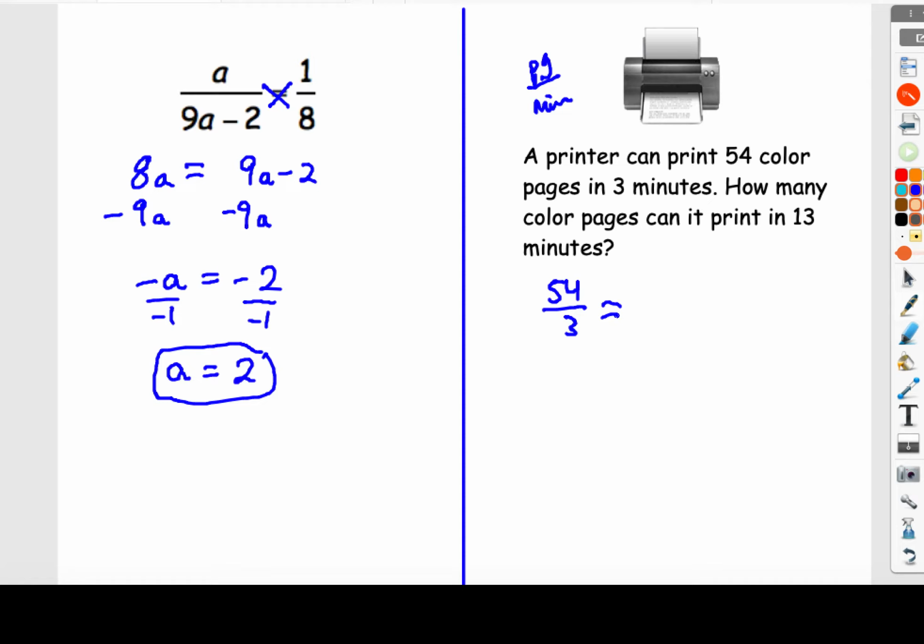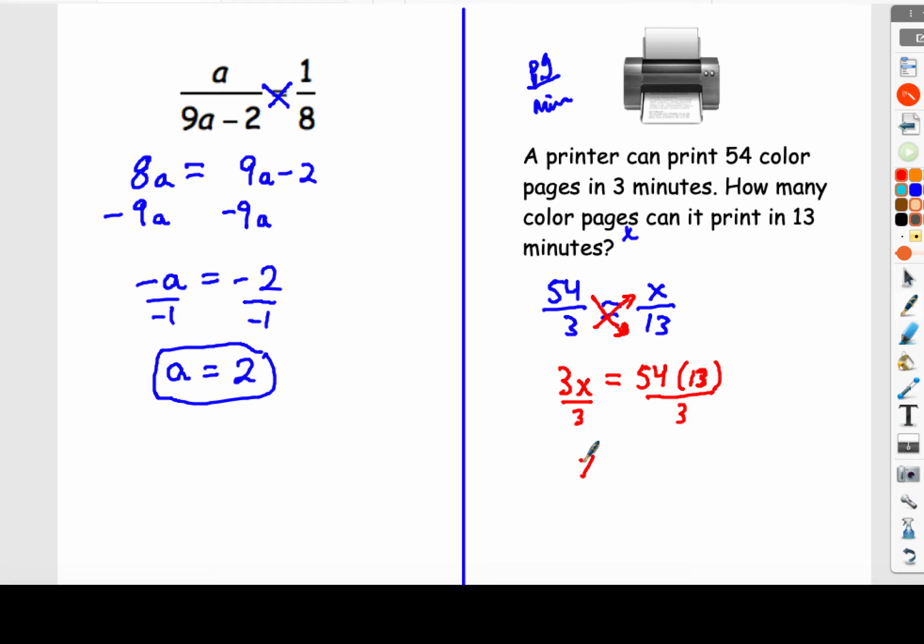How many color pages? Well, again, pages are on the top, so let's call that X. X on the top. Can we print in 13 minutes? And again, this looks like a great opportunity to cross multiply, right? Proportion, fraction equals fraction. So we're going to say 3 times X is equal to 54 times 13, right? And now we would have to multiply that out. But in that case, the next thing I'm going to do is go ahead and divide by 3.